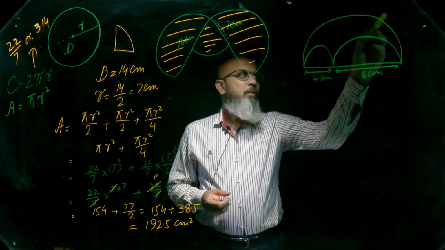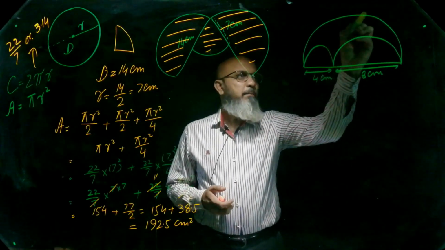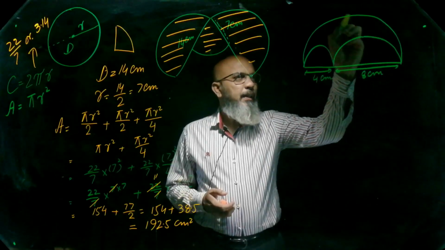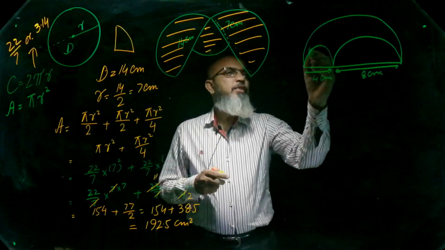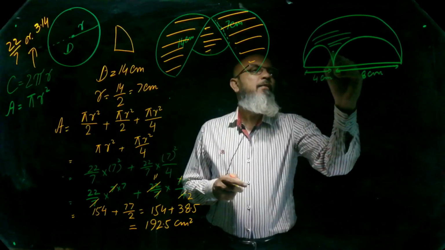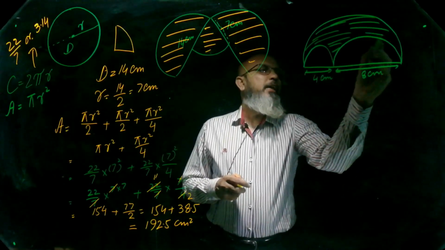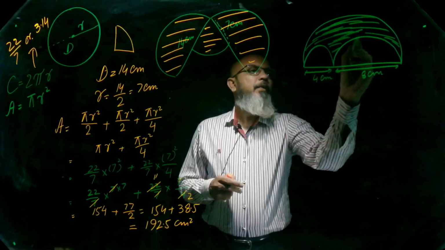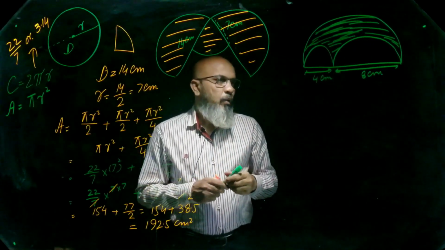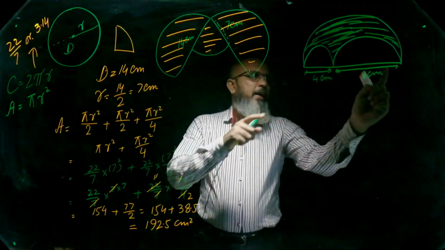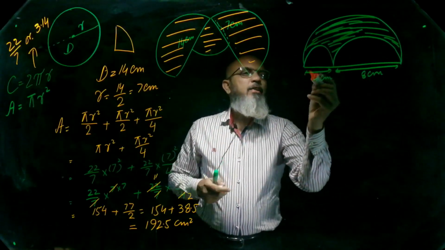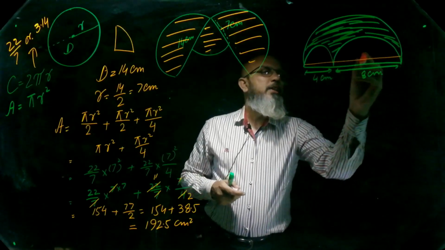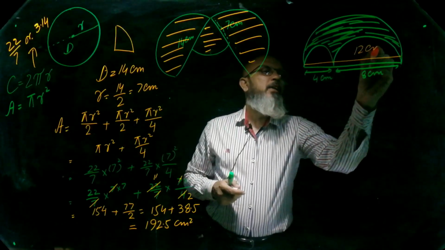Now here we have 3 semicircles. One big semicircle, then inside that big semicircle we have 2 other semicircles, and we have shaded this region. We have to find the area of this shaded part, right? So now look here. If we add these 2 diameters, what do we get? The total length is 12 centimeter.